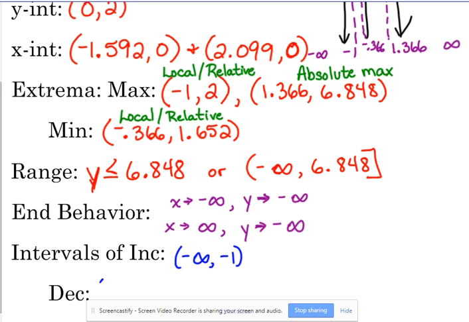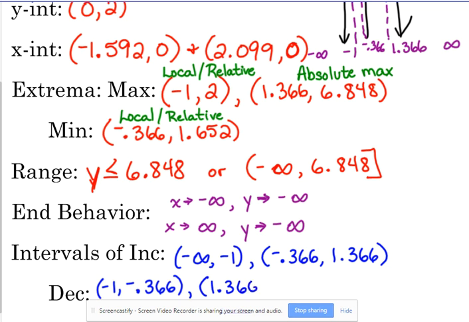Then it decreases for a little bit. So, from -1 to our next point, -0.366, it's decreasing. Then it's increasing again. From -0.366 to our next cutoff, 1.366, it's increasing. And then from that point on, it's decreasing. So from 1.366 to positive infinity, it's decreasing. I think that's the easiest way I've ever explained this, so hopefully it makes sense.